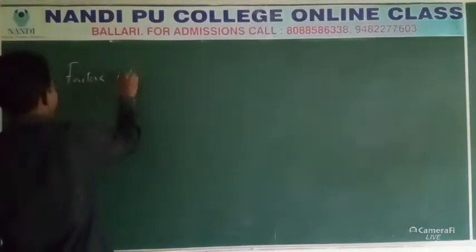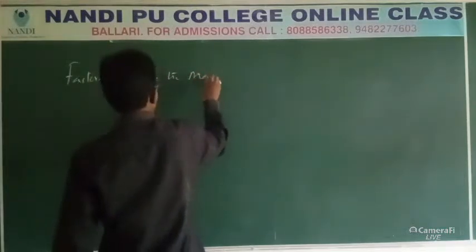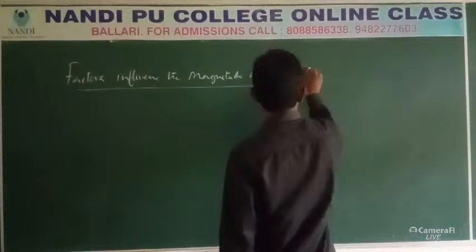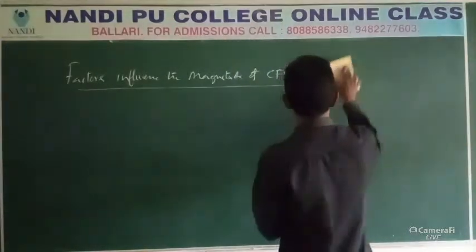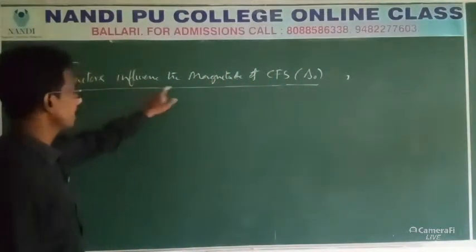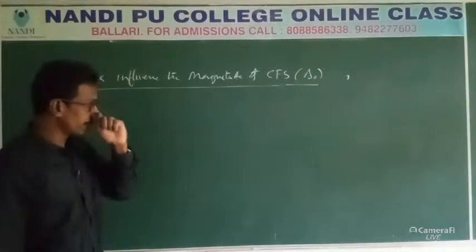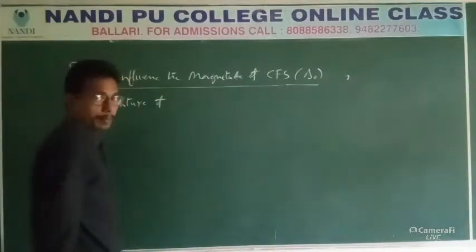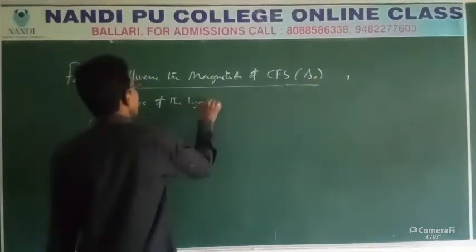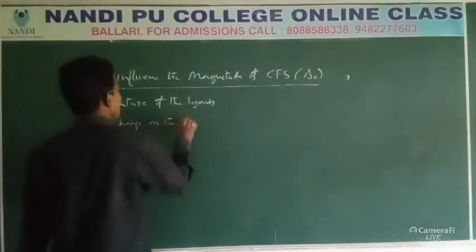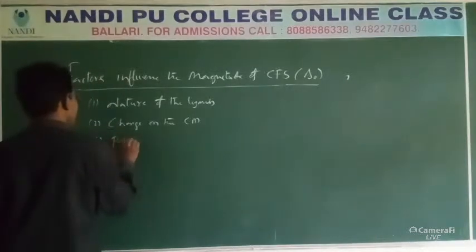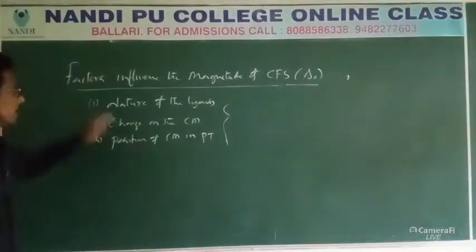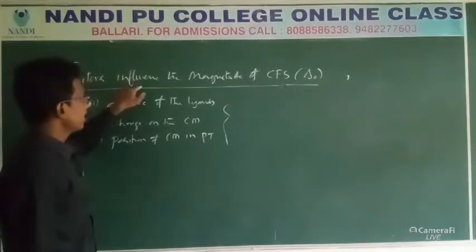Next, factors influencing the magnitude of CFS energy. This is delta O, or CFS, crystal field splitting. Note down, children, factors influencing the magnitude of CFS. What is CFS? Crystal field splitting. Here there are three factors, children. First, the splitting of orbitals depends on the nature of the ligands. Second, charge on the central metal. Third, position of the central metal in the periodic table. Note down. Small topic, very simple.